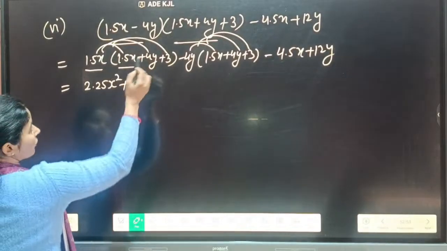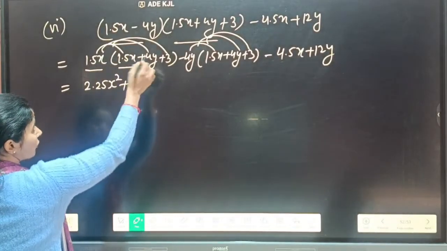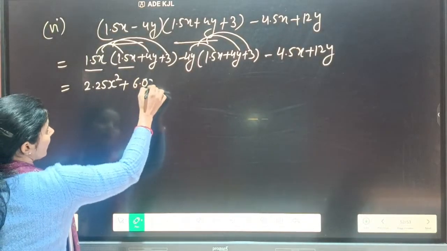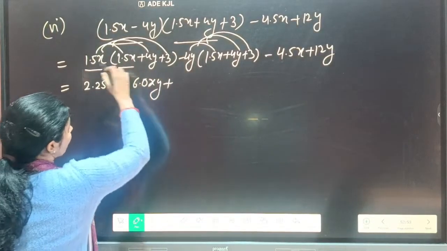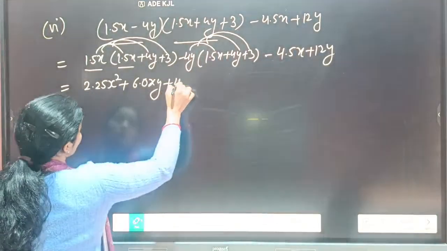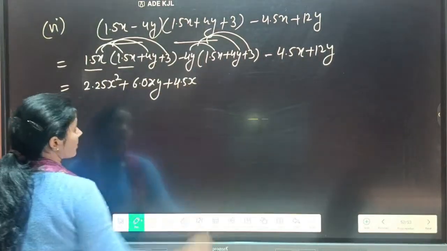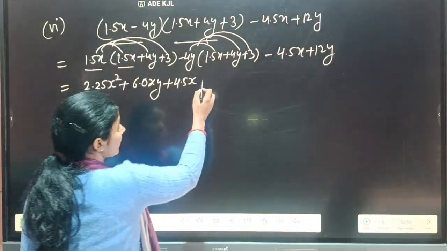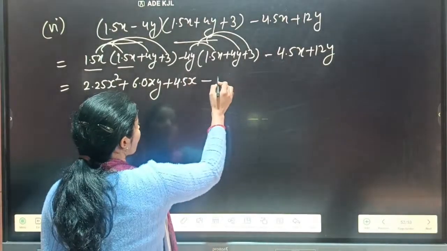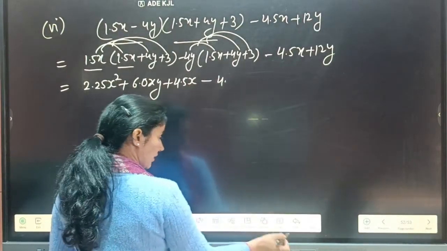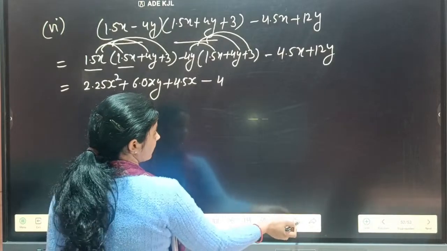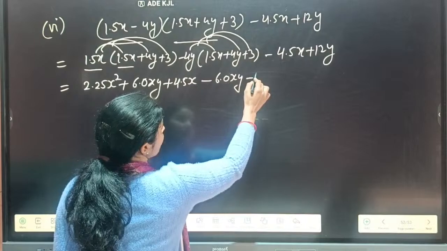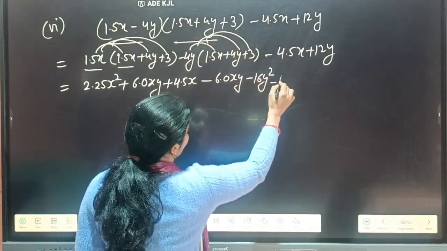It will be 15 fours are 60, that is 6.0xy, plus 15 threes are 45, that is 4.5x. So this expression I multiplied, minus it will be 6.0xy minus 16y square minus 12y.